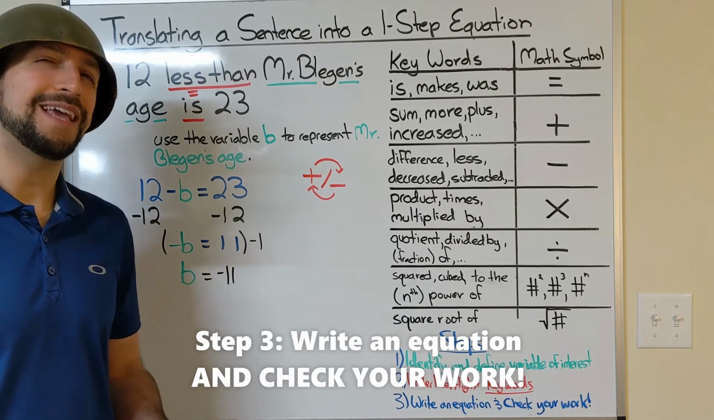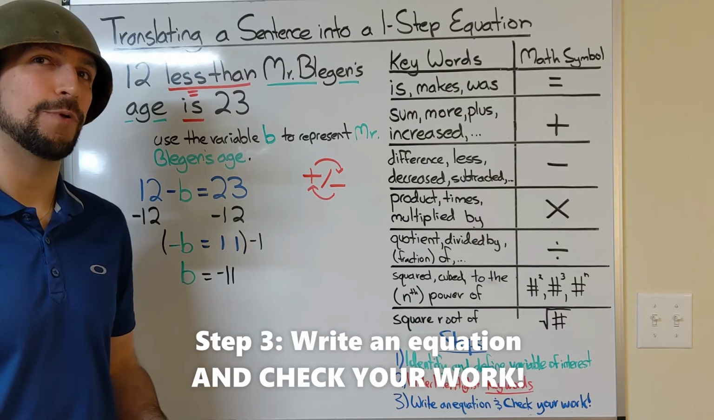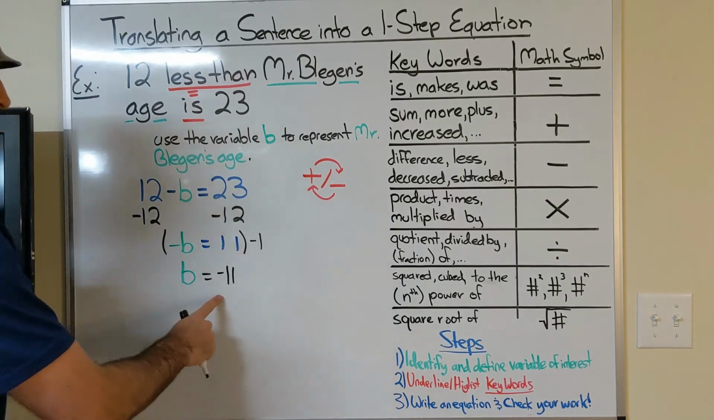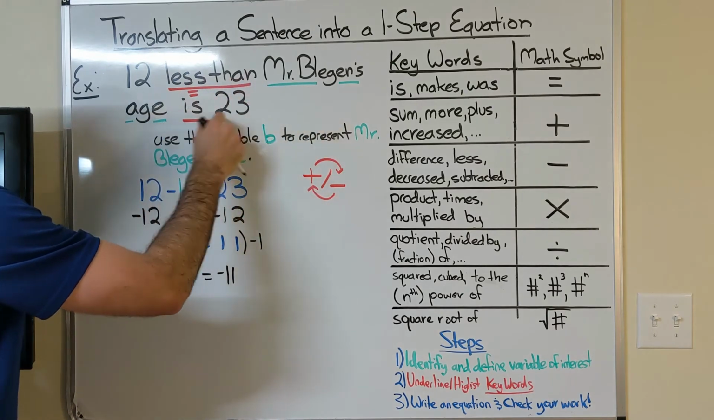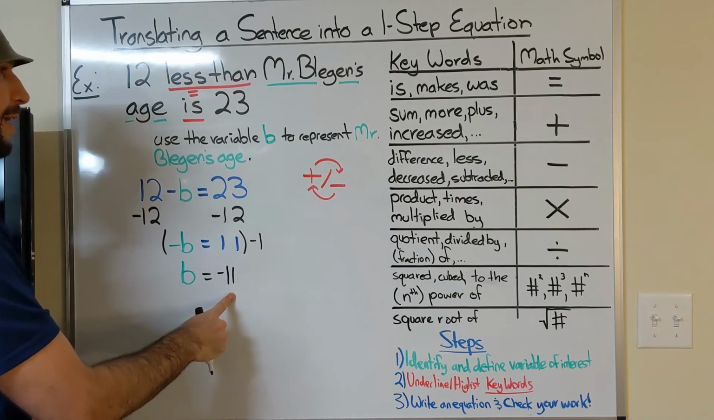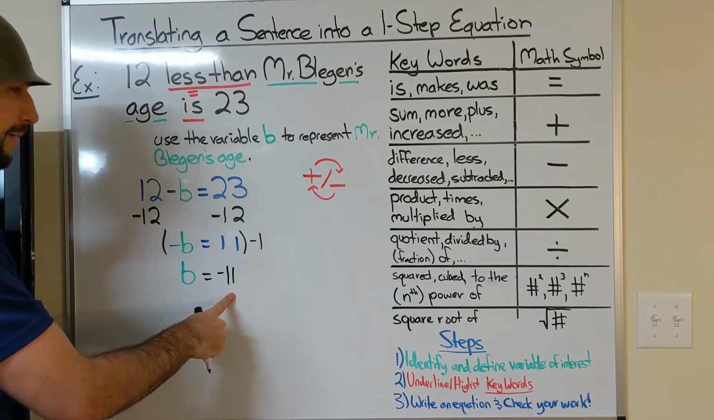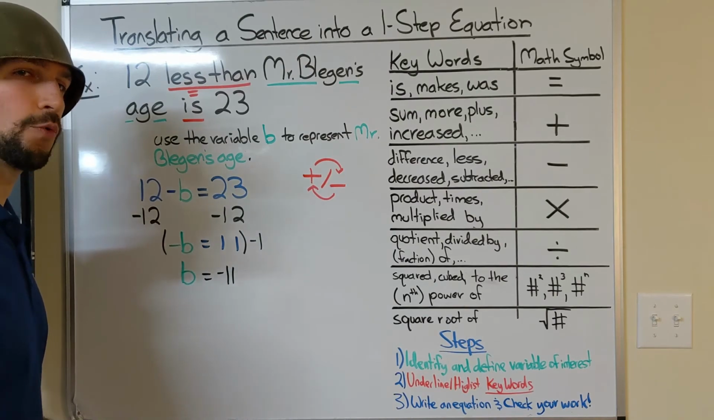And again, because we got somewhat of a confusing number here, we're going to make sure to check to see if we've written our problem correctly. This doesn't make much sense. So 12 less than Mr. Blegan's age is 23. Well, if I had negative 11 years and I subtracted 12 from that, I think I'd be even more in the negatives. I'd be negative 23 years old. So we've done something wrong.